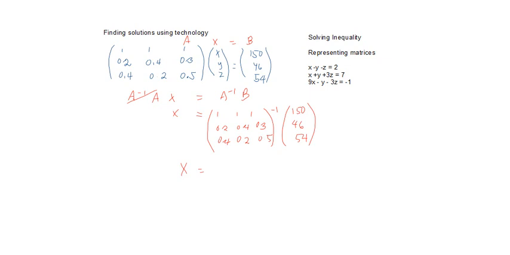Okay, so our answer here we have 45, 55, and 50. So that would mean that your x, small x, is equal to 45, your y equals 55, and z is equal to 50. These are the answers for the values of x, y, z.